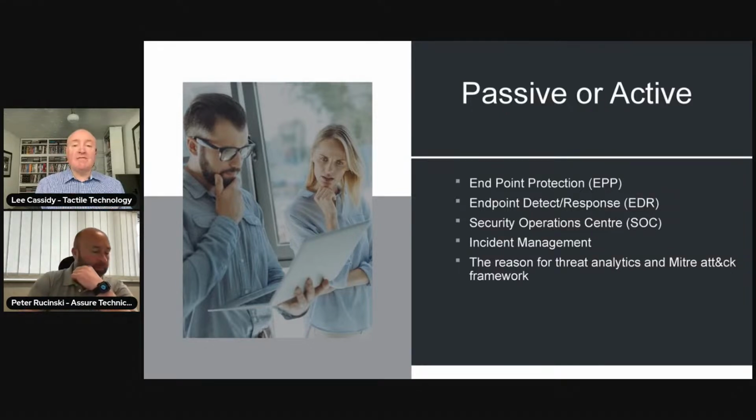So that's the main difference between passive and active. We're actually going to do something. We're going to detect it. We're going to respond to it. We're going to get a person involved. We're going to do some analytics. We're going to make sure that it's fixed, and we're going to roll that information back into our protection framework, so we ensure that we're better protected next time, so it doesn't even get to that point. So that's the critical difference between passive and active.